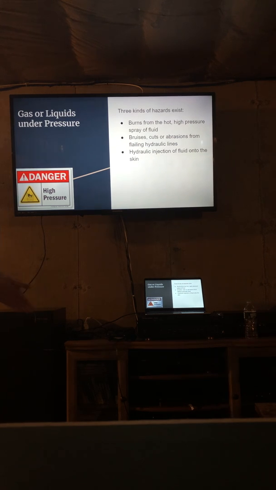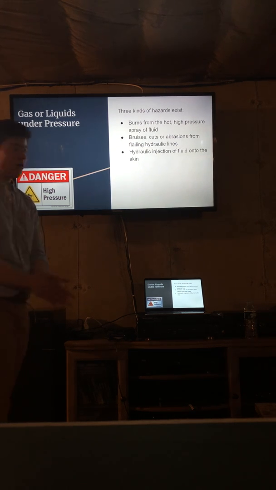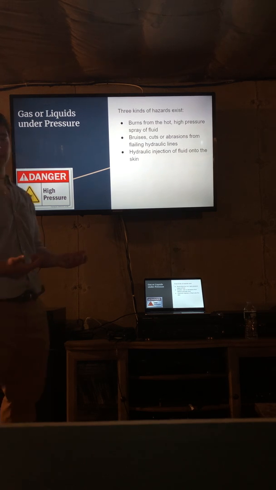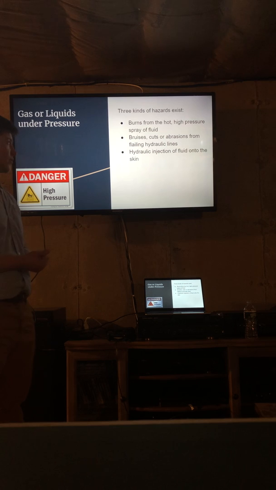Gas or liquids under pressure. So I touched on this earlier about hydraulics and stuff that most of us have worked with. As I'm sure some of us have seen, there are certain hazards that can come from this. For example, burns from hot fluids and high pressure sprays, bruises and cuts. Say you have a hydraulic line that's not completely fitted on and you turn it on. As soon as that system's under high pressure, you risk having that hydraulic line flail off and whip around and hurt you or somebody else. And they have a very heavy metal end on them, so it can really do some damage.